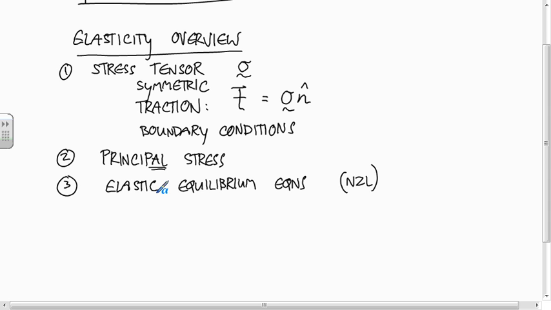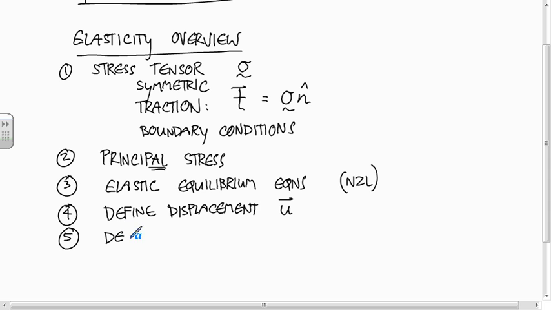And then I'm going to define displacement. That's a measure of deformation at a given point on a body that is given by a vector. And that vector is called u, normally. And then I'm going to talk about strain.